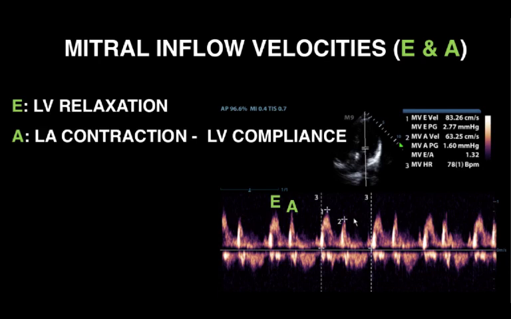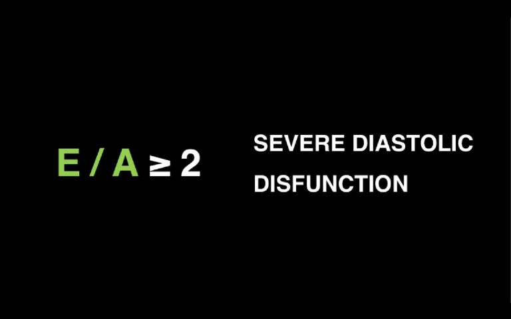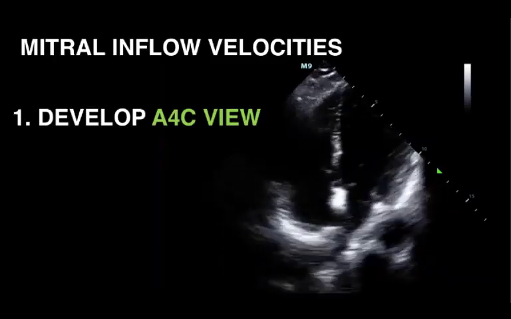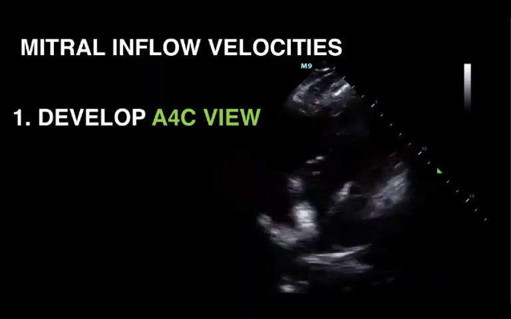The A wave is smaller. I'm not going to get into all the details of how you actually assess diastolic function, but as a screening in your critically ill patient, if you get an E to A ratio of more than 2, you know that you're dealing with severe diastolic dysfunction, and that, again, you should consider being careful with how much fluids you're going to give to that patient in that particular situation.